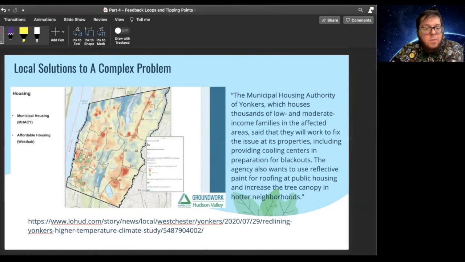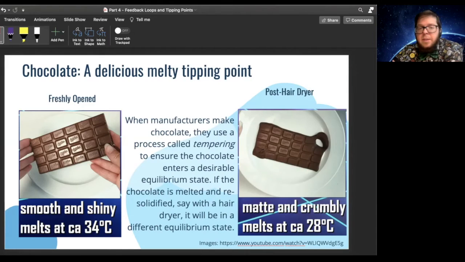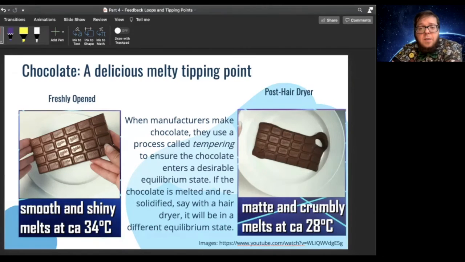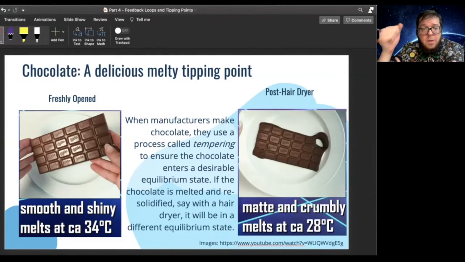So let's go back to a more general definition of tipping points. I love this particular example, which is chocolate, right? So when you buy a bar of chocolate, the manufacturer has used a special and highly delicate process called tempering, where they carefully control how the chocolate cools after it's made to ensure that the chocolate enters what I'm going to very scientifically describe as a desirable equilibrium state, right? Which is to say it's got just the right crystalline formation so that it's smooth and shiny, it melts in your mouth and not in your hand, right?